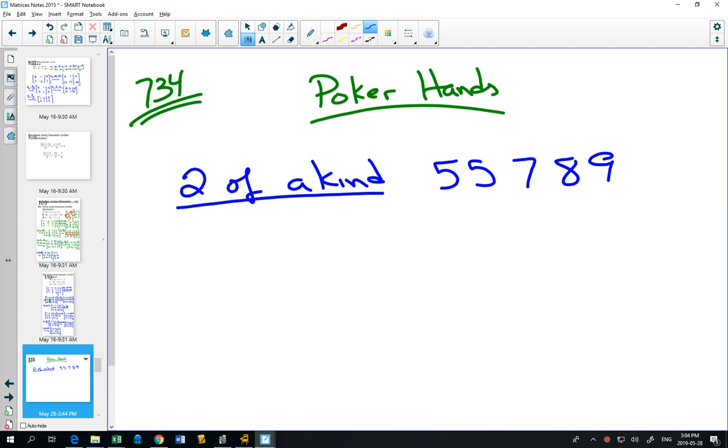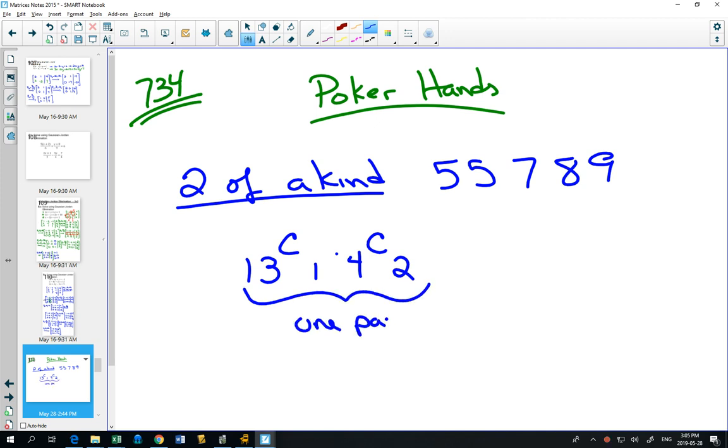You could have 2 7s, 2 9s, 2 queens. And so in a deck of cards, there's 13 different kinds, and we need to choose one of them to be our pair. Say we choose 5s, as I wrote down. How many 5s are there in the deck? There's 4 5s in the deck, and then you need to specifically figure out which of those 4 5s you're going to choose. So the 13 choose 1 and the 4 choose 2. This together will count all the different pairs that are possible.